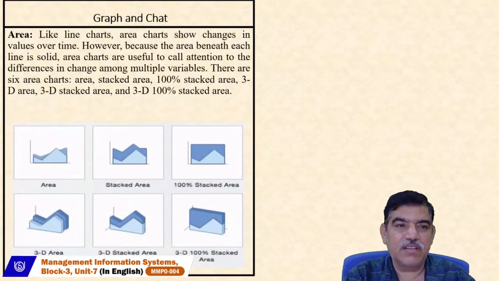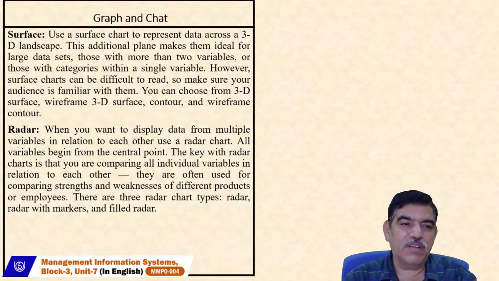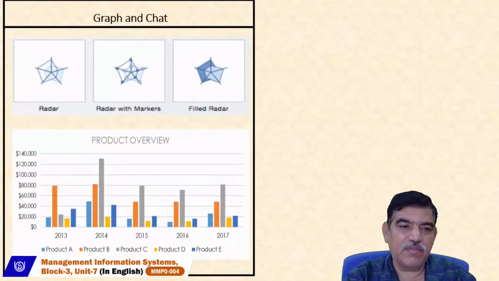Then area chart. Like a line chart, an area chart shows changes in the values over time. Then stock, traditionally used to display the high, low, and closing price of a stock. This type of chart is used in financial analysis and by investors. However, you can use them for any scenario if we want to display the range of a value. Then surface and radar charts are also there. This is actually a figure of the radar chart. Radar with markers, filled radar.